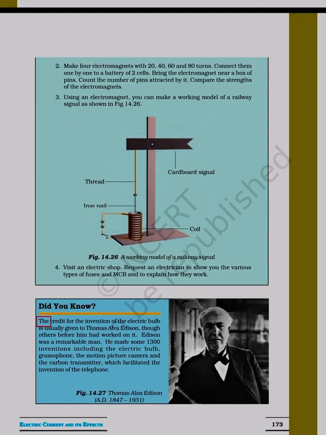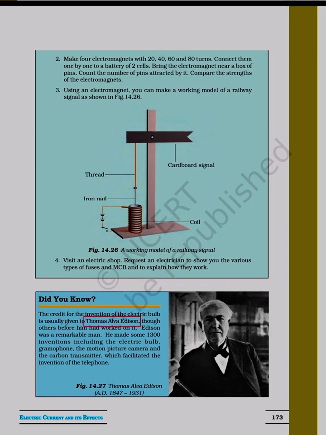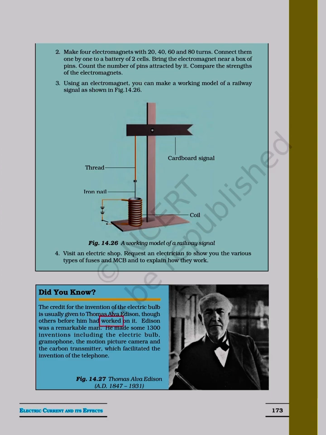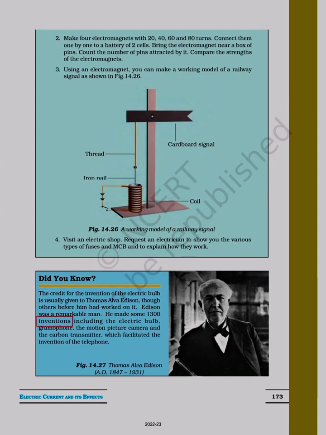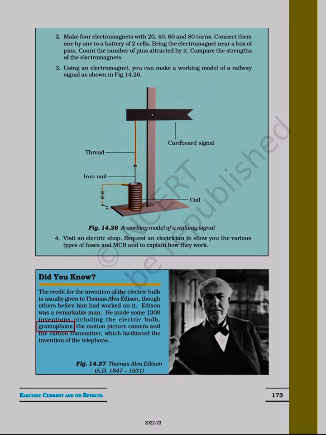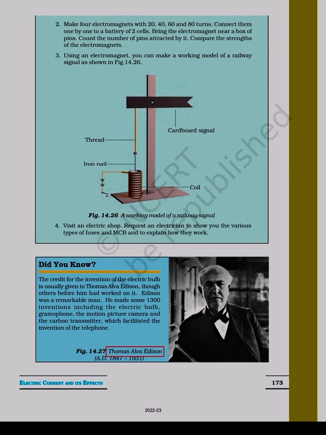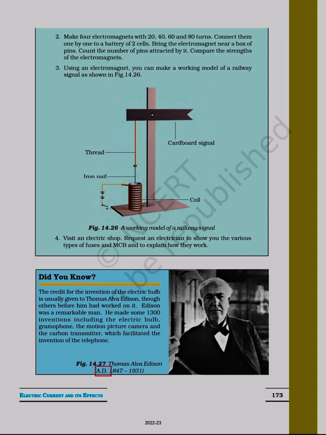Did you know? The credit for the invention of the electric bulb is usually given to Thomas Alva Edison, though others before him had worked on it. Edison was a remarkable man. He made some 1,300 inventions including the electric bulb, gramophone, the motion picture camera and the carbon transmitter, which facilitated the invention of the telephone. Figure 14.27. Thomas Alva Edison, AD 1847 to 1931.